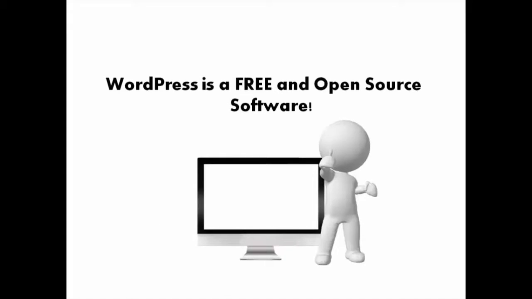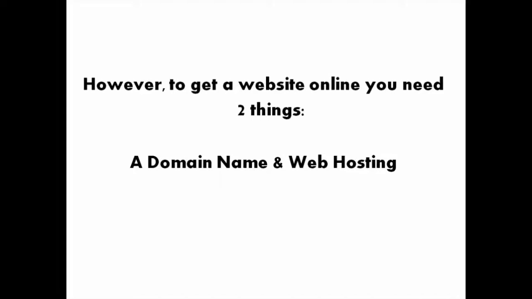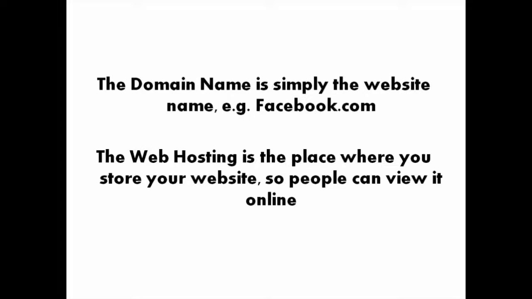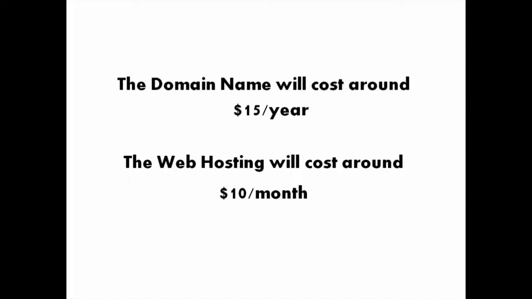What I want to do is just quickly go over the costs involved with having a website online. Now WordPress is completely free and open source. However, to have a website online, you need a couple of things. Firstly, you need a domain name, and you also need web hosting. Now, the domain name is just the website name. So, for example, facebook.com is a domain name. Now, the web hosting is where you store your website files, so people can view your website online. So, the domain name is going to cost you roughly $15 a year. And the web hosting will cost you around $10 a month.